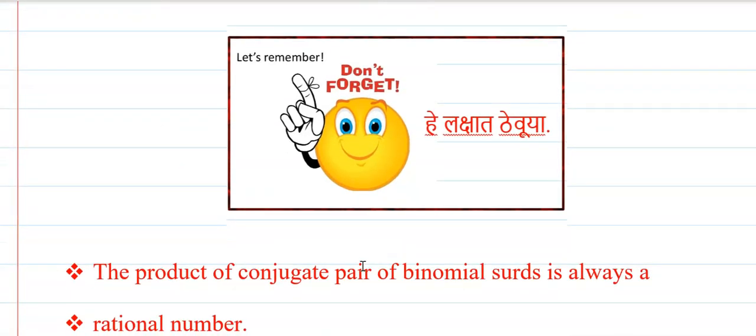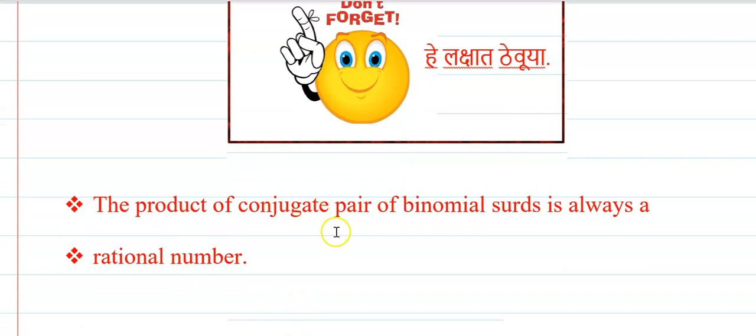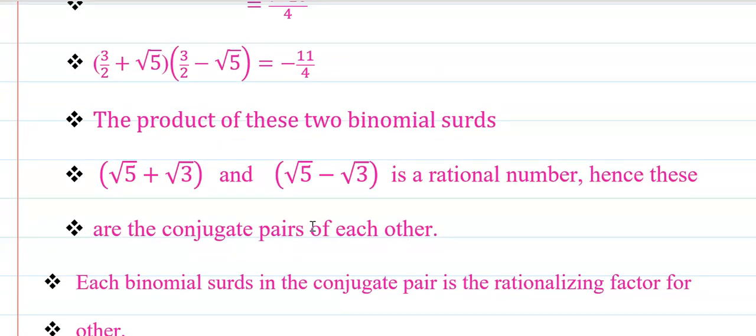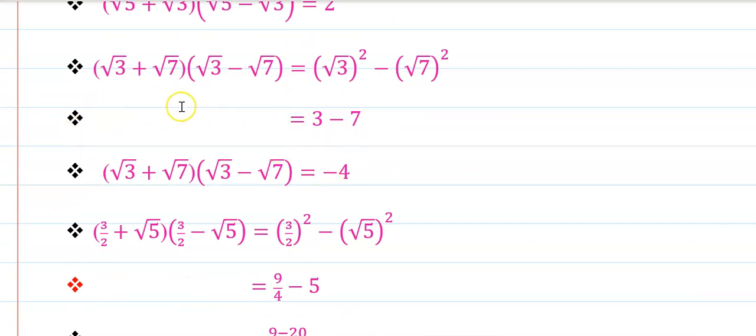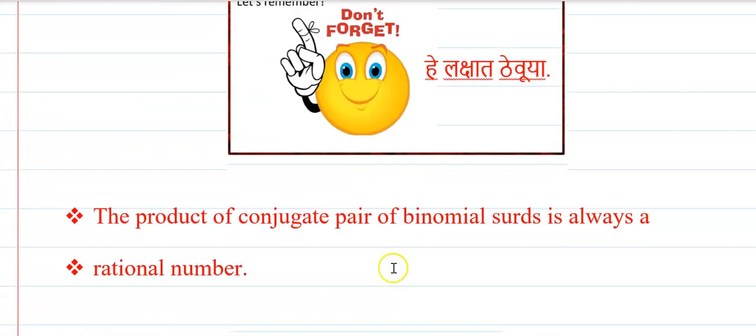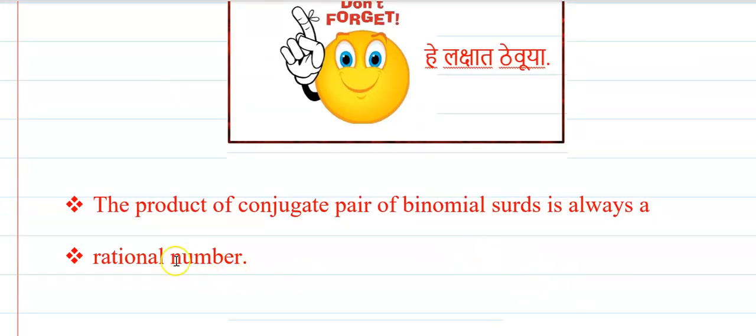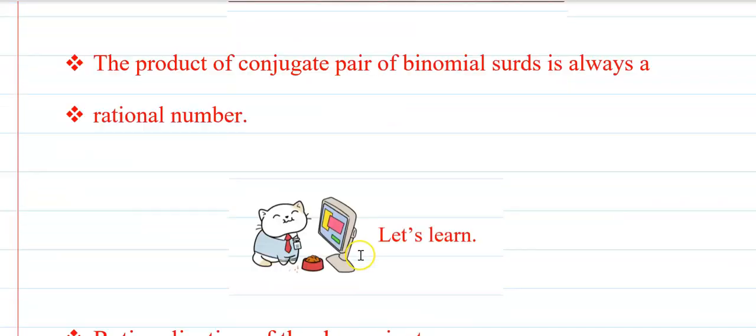Now next, don't forget this. Remember this. The product of a conjugate pair of binomial surds is always a rational number. That is the product of a conjugate pair of the binomial surds. As we see there, we get a rational number. Here is the product. We get a rational number. And the product of the two conjugate binomial surds, we get a rational number. That's what we are concluding here. आपण इथे conclude करत आहोत. The product of a conjugate pair of binomial surds is always a rational number.